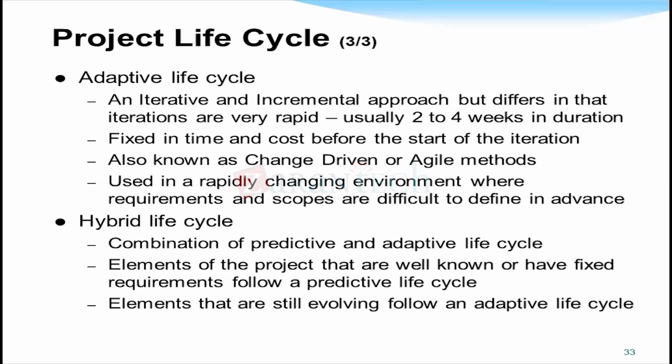Whereas in the previous ones, you cannot change the requirements. Right? Fixed in time and cost before starting the iteration, also known as change-driven or agile methodology. Here, say for example, you are having Scrum. In the Scrum model, what happens? You have some user stories, you prioritize them in your product backlog items, and then you identify the high priority user stories which you are implementing in the current sprint, explain these user stories to the developers and come up with the estimates.